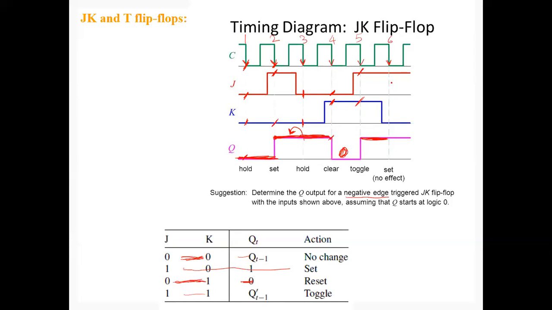Now we are doing at 6. So we have high and low, right? 1 and 0. So 1 and 0 is set state. That's why we have 1 here.